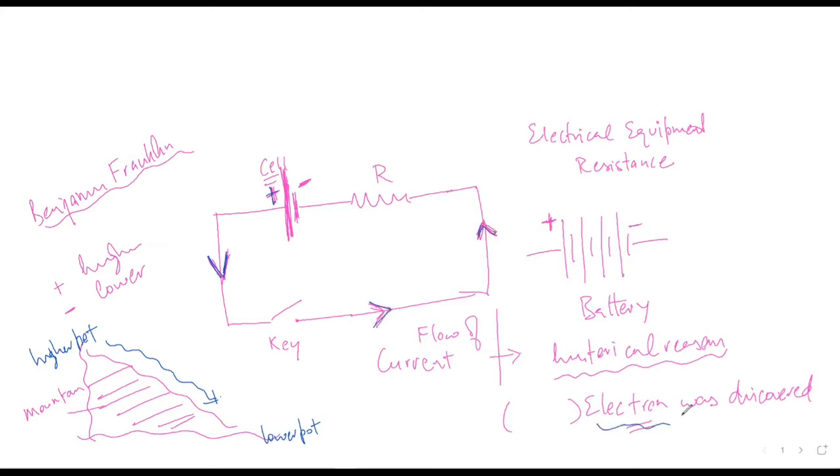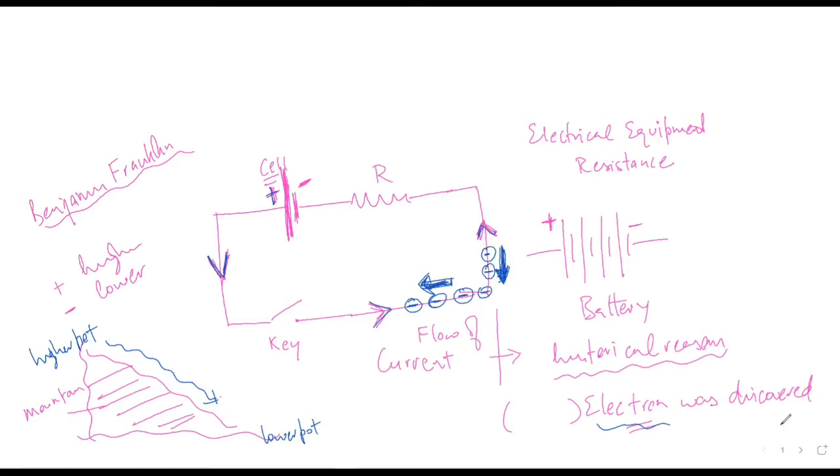Any doubt? No, sir. But then once the electron was discovered, what they understood was that actually it is the flow of electrons which causes the flow of current. Any doubt? No, sir. Is it getting confusing? No, sir. Now the flow of electrons is like this. Any doubt?